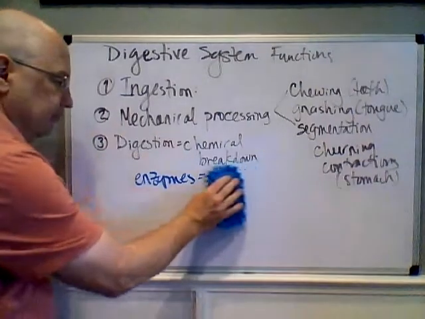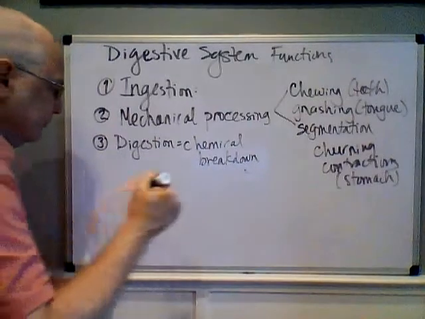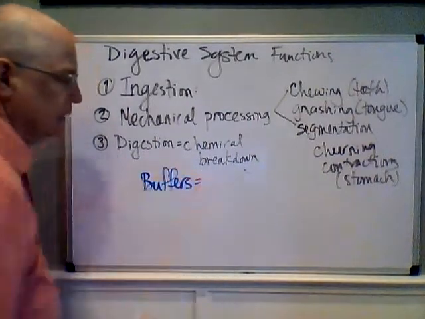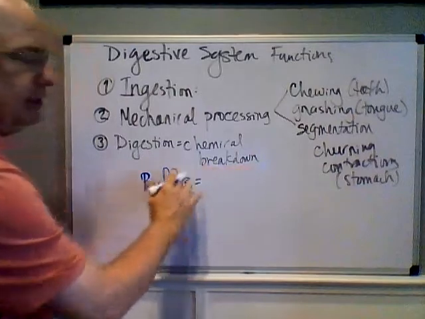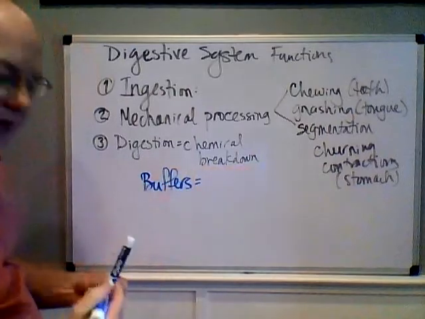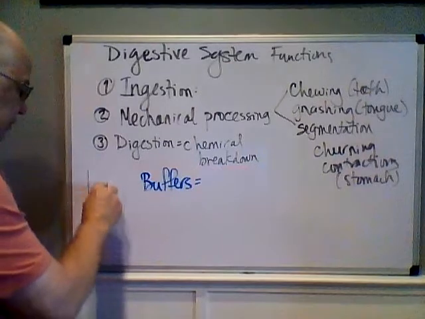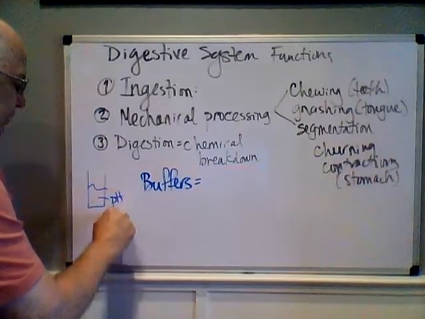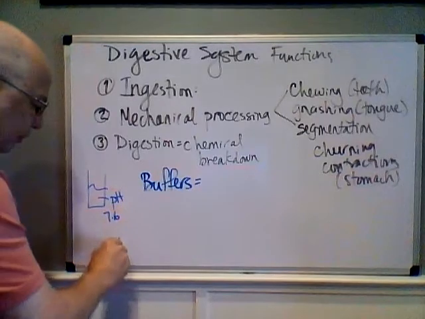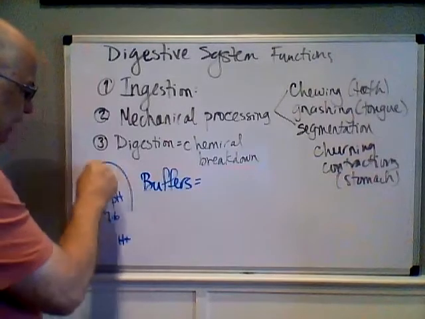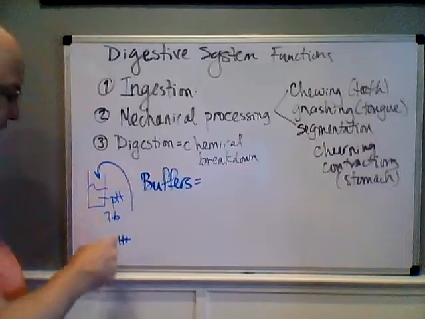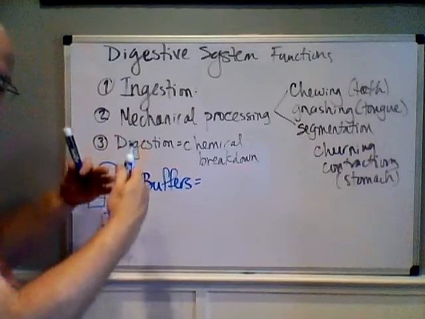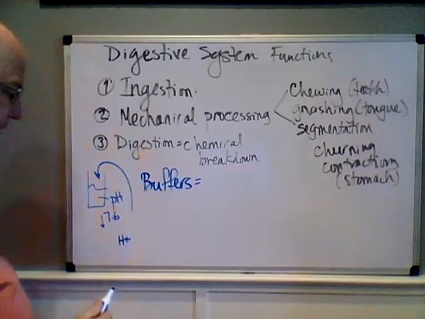Okay, and then there are buffers. As you know, a buffer is something that usually resists changes in pH. So if I had a bucket of solution here, and I know the pH is, let's say, 7.6, and I took a whole bunch of acid and dumped that acid into this bucket, you should see the pH start to drop. The more acid I add, the lower the pH. It would become more and more acidic.